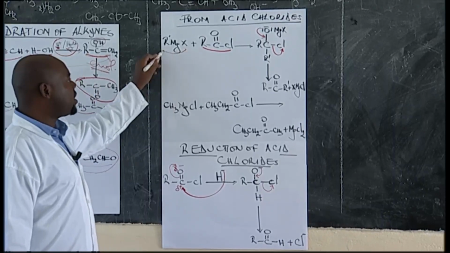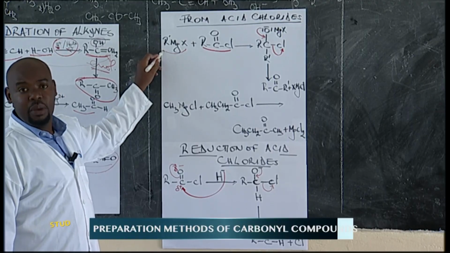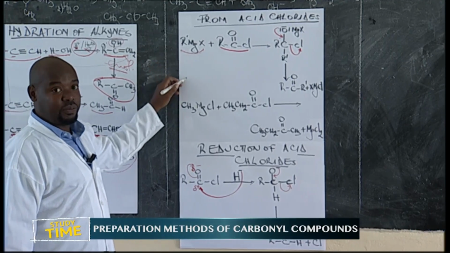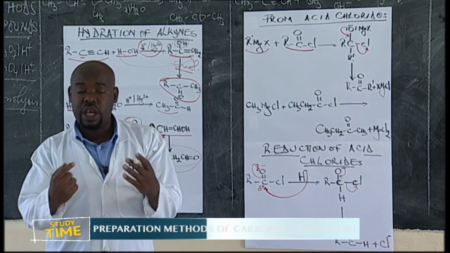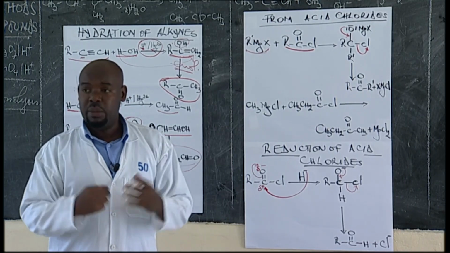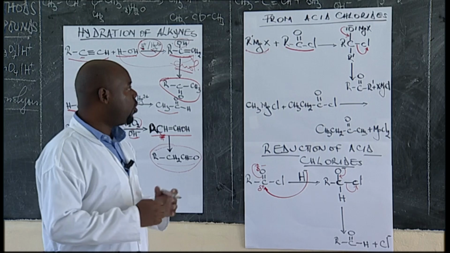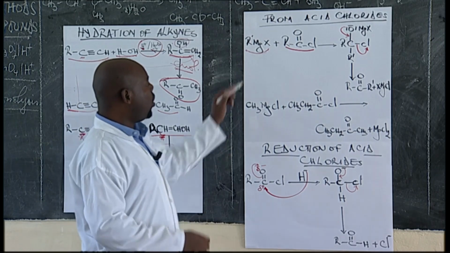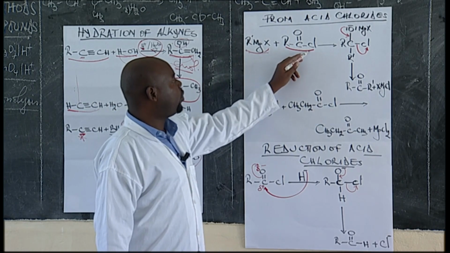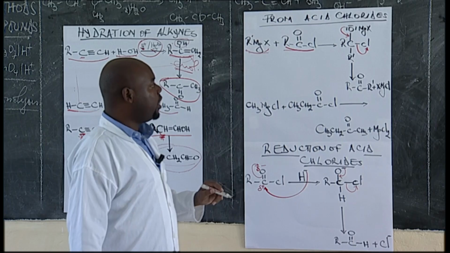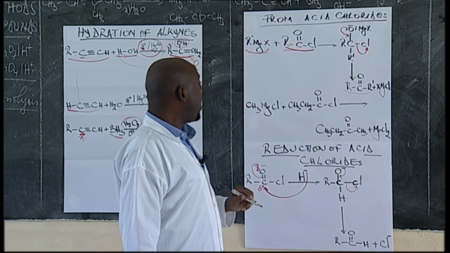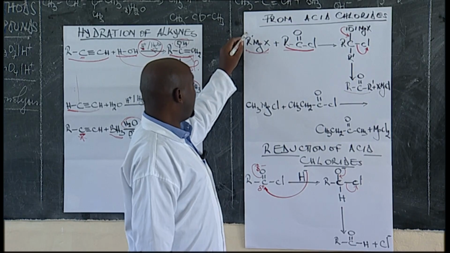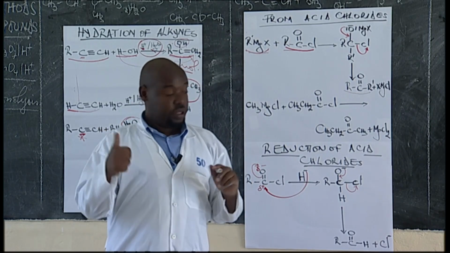And you know this class of compound, we call them organometallics. They are organic compounds, the alkyl halides, but which contain magnesium as a metallic element. So they are called organometallics. So the organometallic can react with an acid chloride to give us a ketone. What happens? This contains carbon.